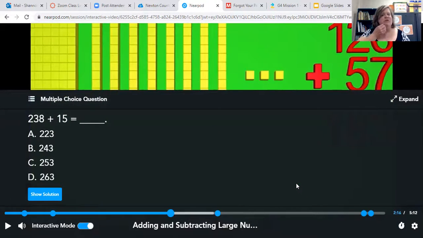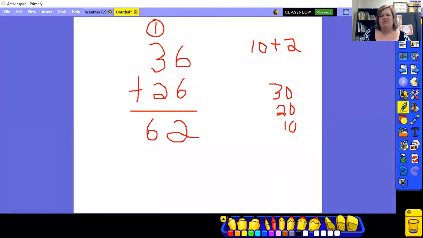So here's our multiple choice question. 238 plus 15. So Dr. Price is going to do a new share. 238 plus, so let's write that down. 200. And I'm writing with my mouse, so sometimes it might look a little messy. But our question was 238 plus 15.